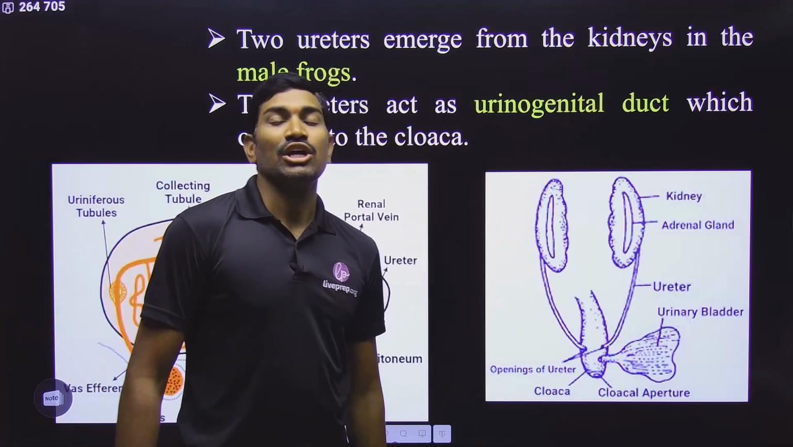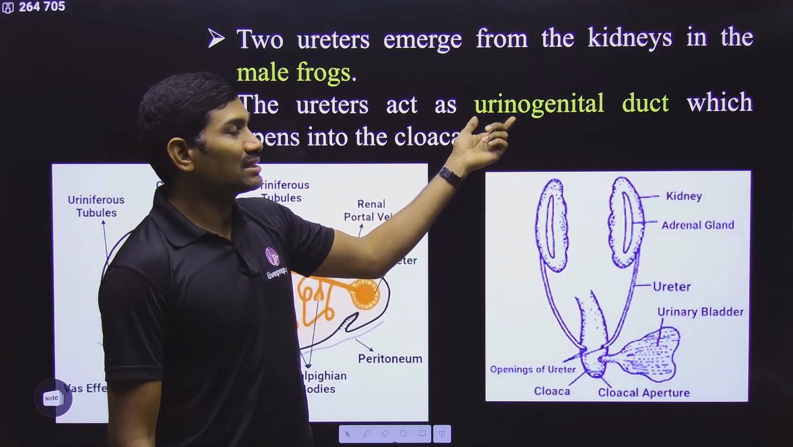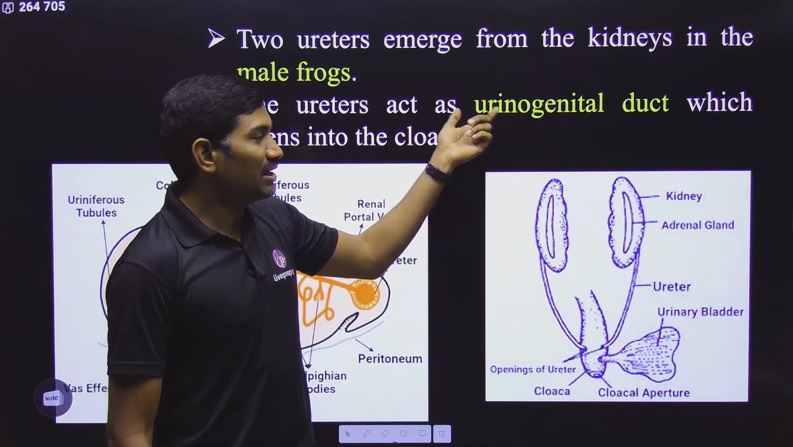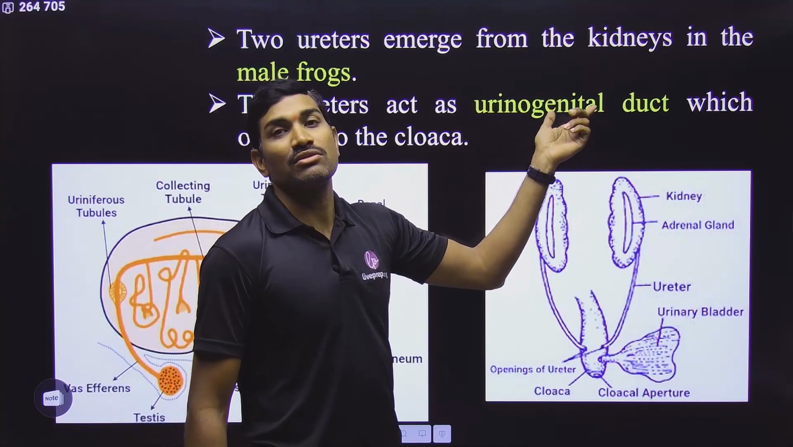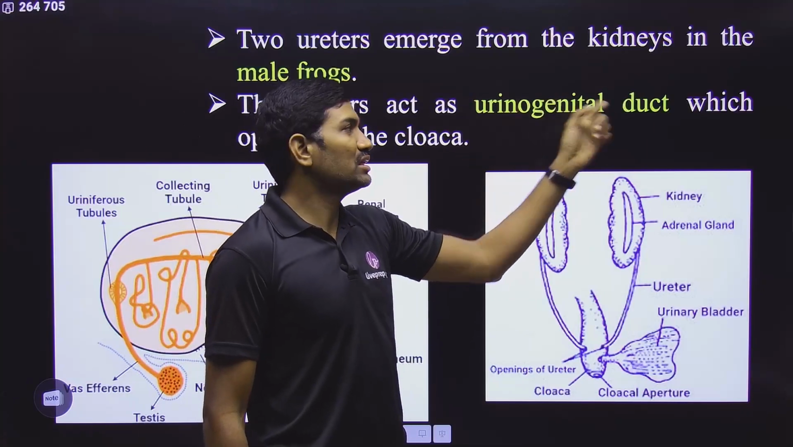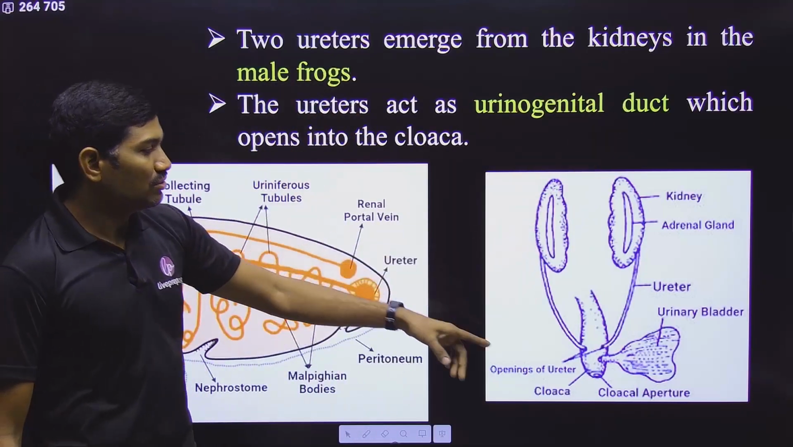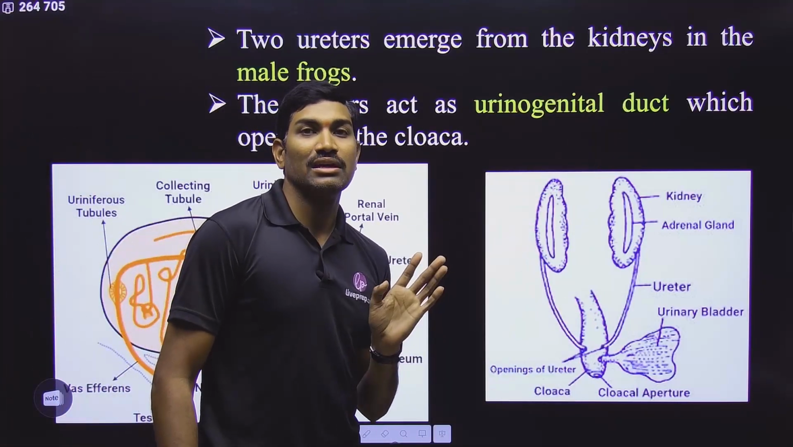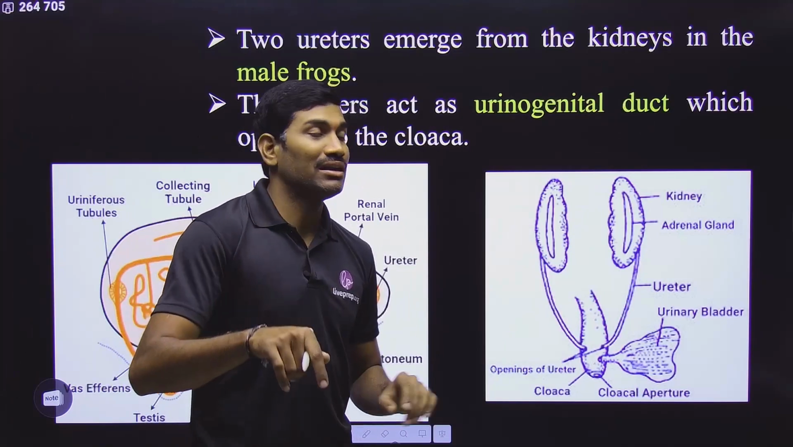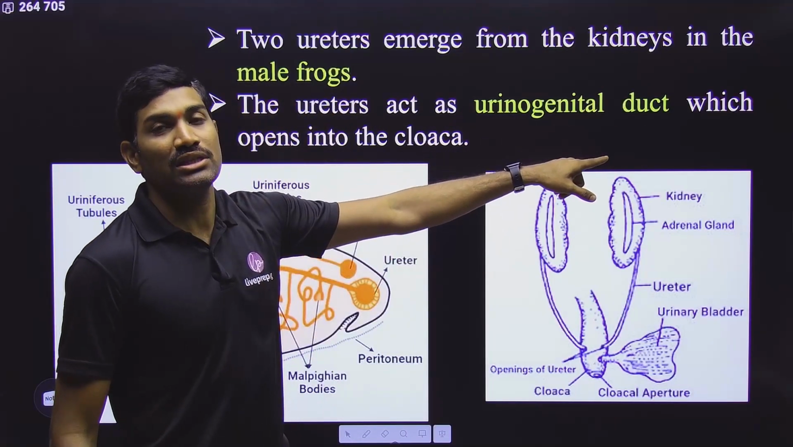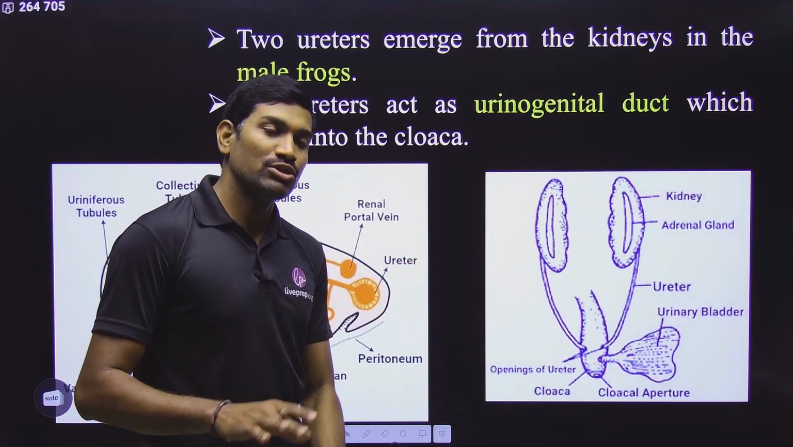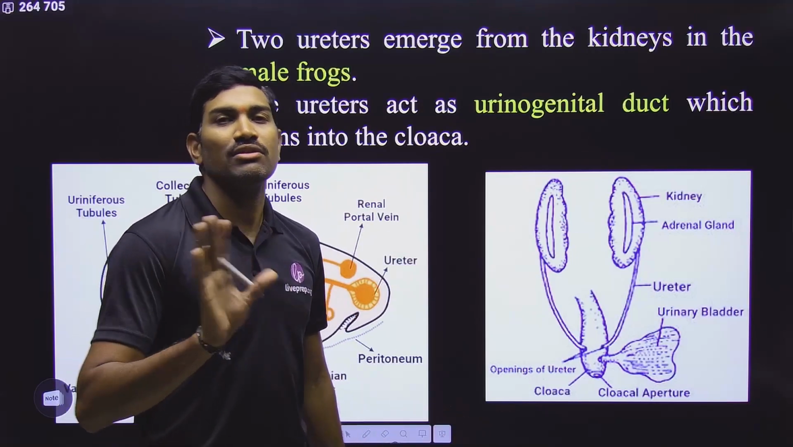urinogenital duct. Urinogenital duct, because it is collecting the urine and it is helping in passage of urine and also passage of the sperm cells. That's why it is urinogenital duct, and which opens into cloaca. So it is opening into the cloaca. In which organism? In the male. In the male it is acting as urinogenital, but in the case of female it is only for the urine, not for the ovum transport.